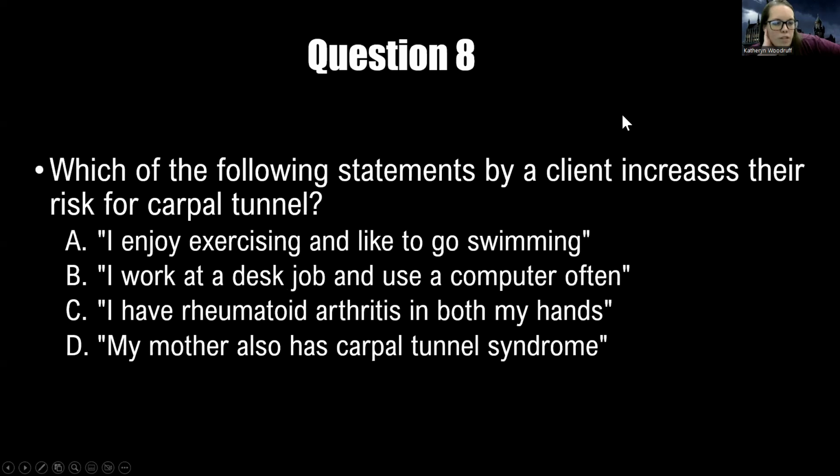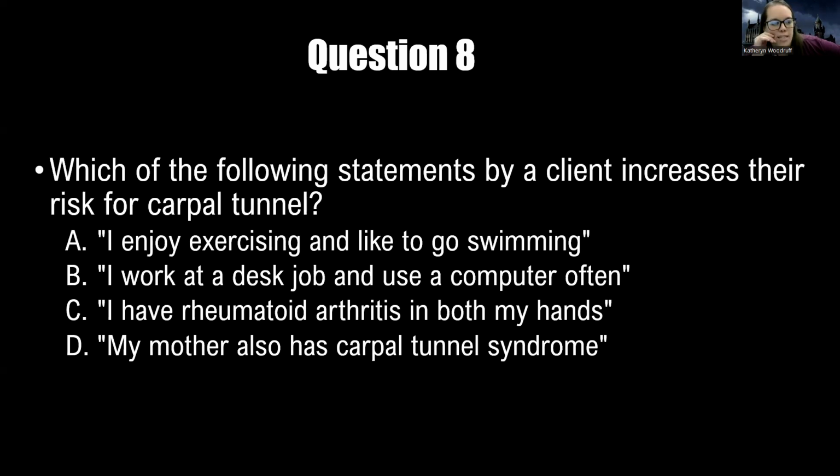So 8, which of the following statements by a client increases their risk for carpal tunnel? So this is a risk factor question. And so each of these might have one or more risk factors in them. So with risk factor questions, I always want to count who has the most risk factors out of these choices. Let's look at the first one.